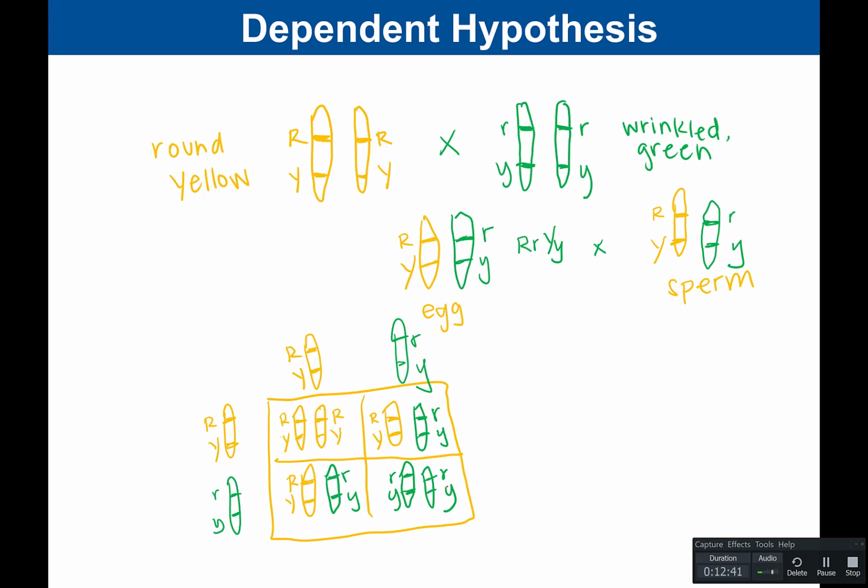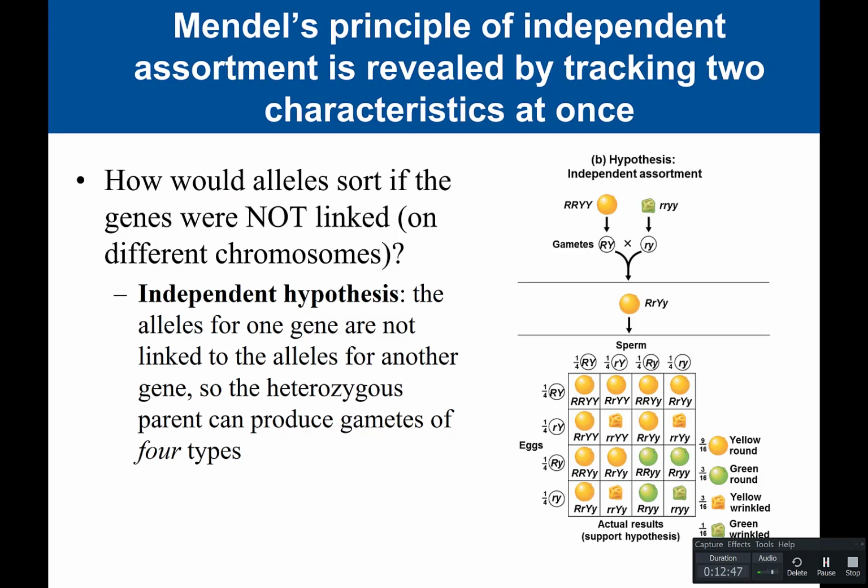They are actually independent. So if the alleles assorted independently, that's referred to as the independent assortment or the independent hypothesis. And this says that the alleles for one gene are not linked to the alleles on the other, so that the heterozygous parent can produce gametes of 4 types. Remember, that's different than in the dependent. In the dependent, there were only 2 possible gametes, but when they assort independently, there are actually 4 types of gametes. We'll come back to this.